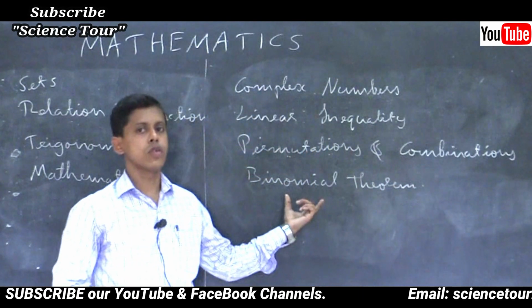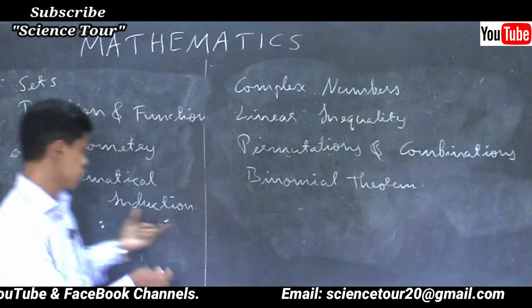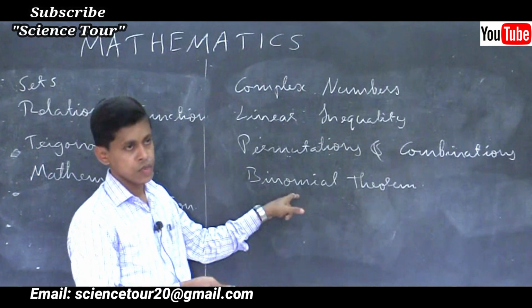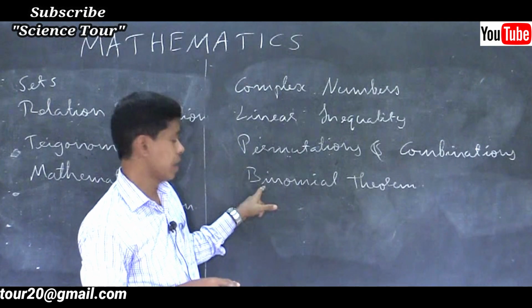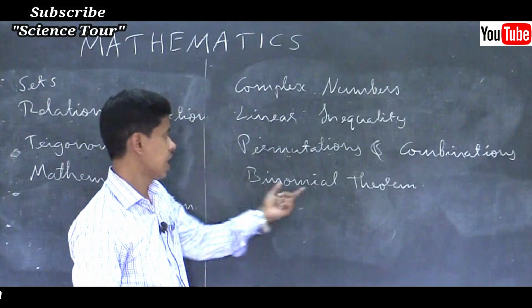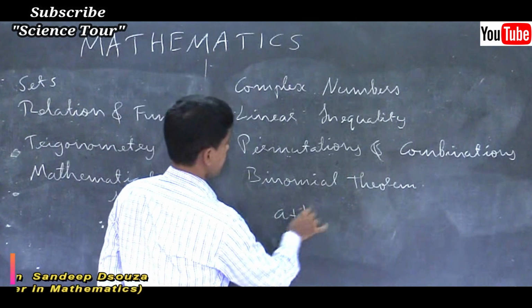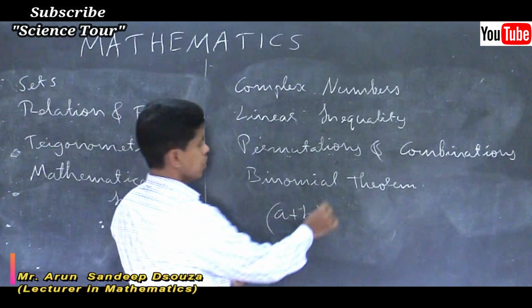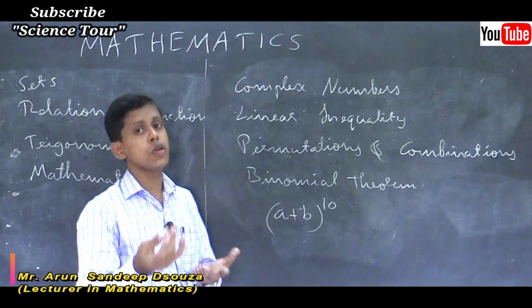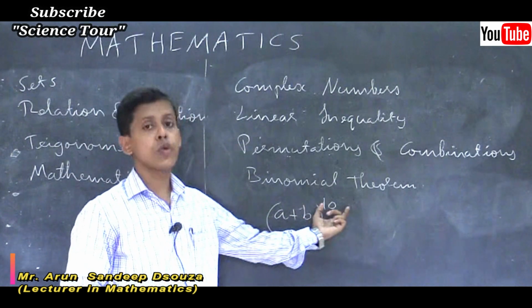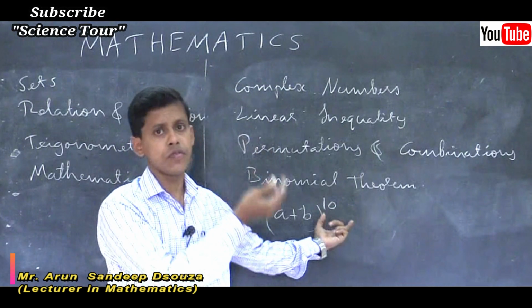Alright. So, how do you solve this binomial theorem using mathematical induction? So, you will understand better here. And what do you mean by bi? Bi is 2 obviously, and nomial, 2 terms. So, you want to find, let us say, a plus b to the power 10. You know a plus b whole square, you know a plus b whole cube, but you want to find a plus b to the power 10 or 100 or 50 or whatever.